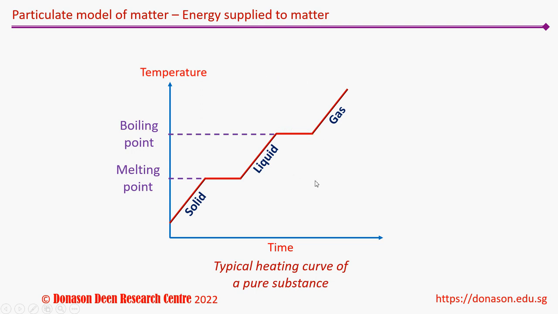The name given to the process: if solid turns into liquid, it's called melting. If we go in the opposite direction, liquid becoming solid, we call it freezing. If we change from liquid state to gaseous state, we call it evaporation or vaporization. The reverse of this process, where gas turns to liquid, is called condensation.